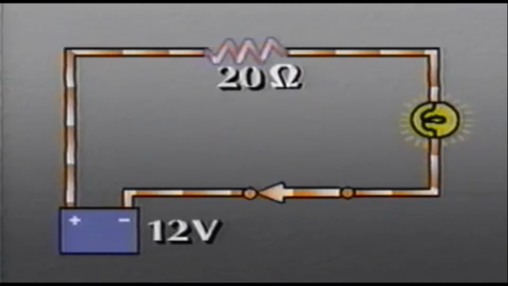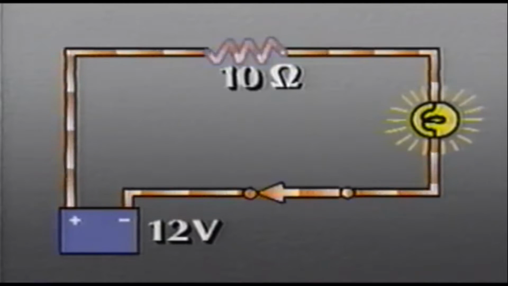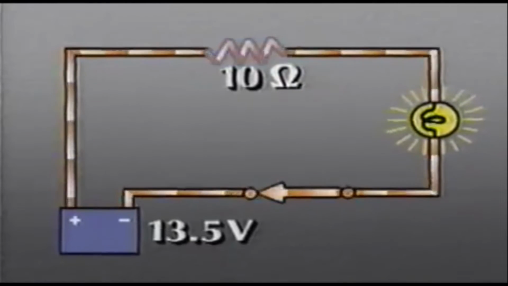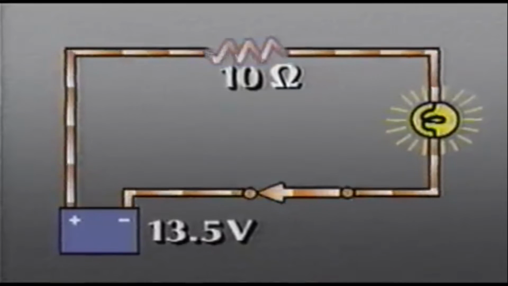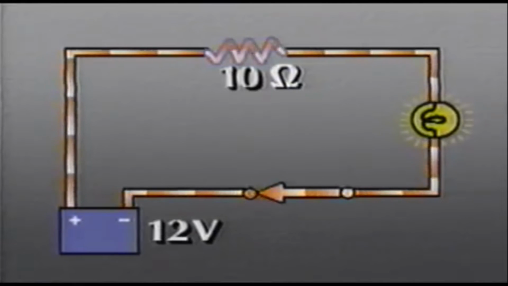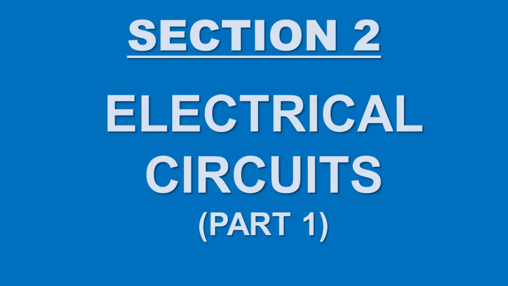Voltage, current, and resistance affect each other in a circuit. If voltage is constant, increasing the resistance will reduce current. Decreasing resistance will increase current. And if resistance is constant, increased voltage will cause an increase in current, and reduced voltage will reduce current.